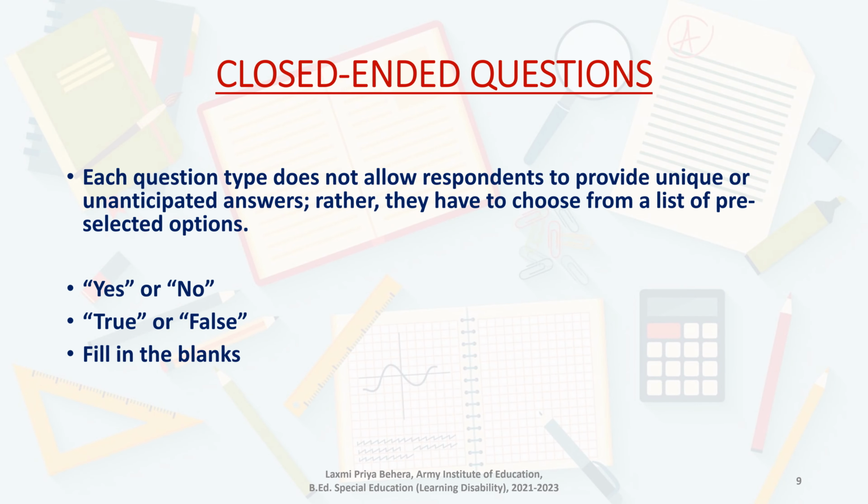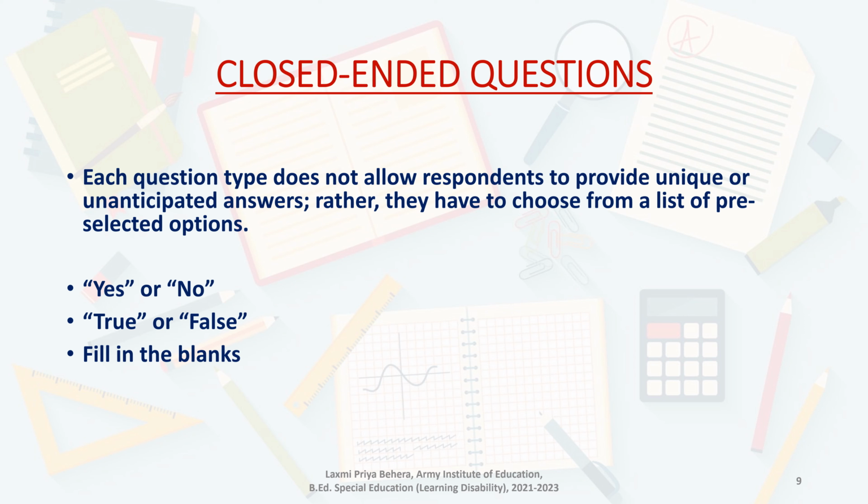Closed-ended questions come in a multitude of forms, but they are defined by their need to have explicit options for a respondent to select from. There is a wide variety of closed-ended question types for survey creators to choose from, including multiple choice, semantic differential, drop-down, checkboxes, ranking, and many more. Each question type does not allow the respondent to provide unique or unanticipated answers, but rather they have to choose from a list of pre-selected options.